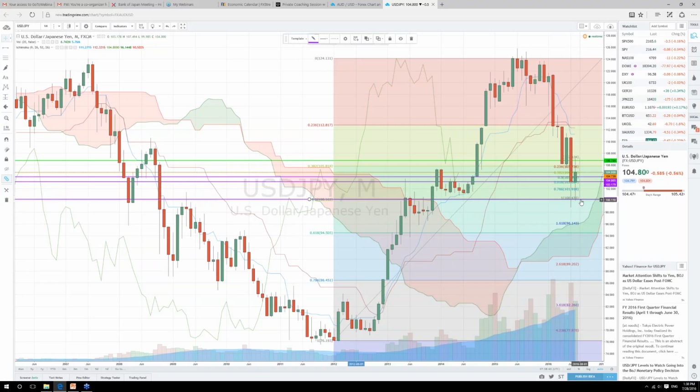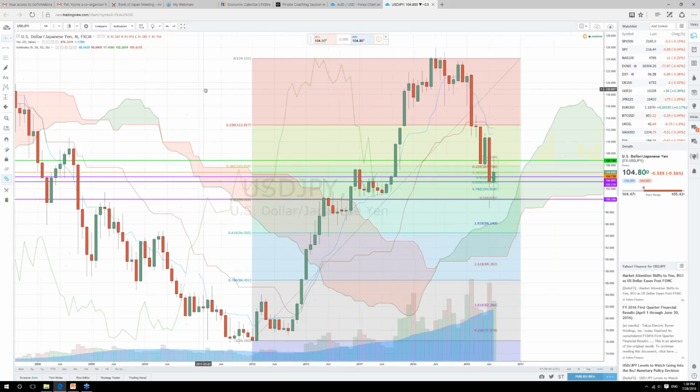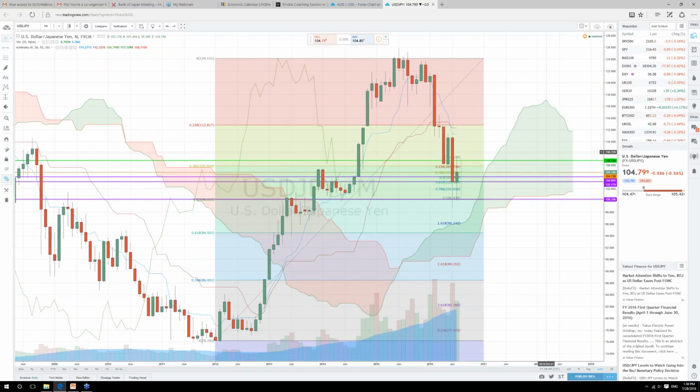And eventually we're going to see the dollar yen moving back up, because as you can see, the Ichimoku cloud on the monthly chart is actually pretty upward moving and pretty thick. So there's a good chance that we'll see that, especially if Trump is not elected.